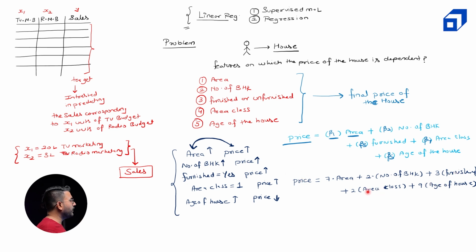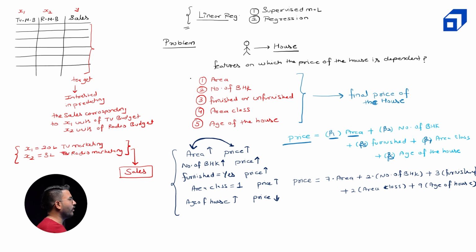Similarly, if the house has a higher area, then again price is going to be high because there is a contribution of 7 units. So 7 times of area will contribute towards the price. If the number of BHKs are high, price will also be high. If the furnishing status is furnished, yes, then again the price of the house will be high. So all these features are contributing towards the final price.